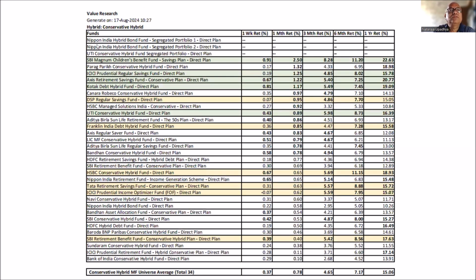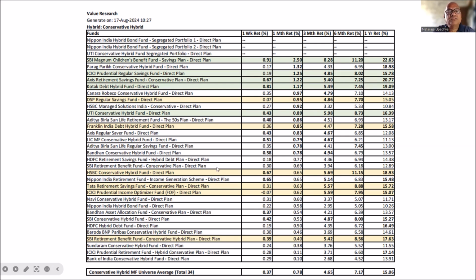Let's move on to the next one. Conservative hybrid funds give you an average 15.06% annual return for the current market conditions. The ones in green are SBI Magnum Children's Benefit Fund Savings Plan, which gave you 22.63, ICICI Prudential Regular Savings Plan 15.78, Axis Retirement Savings Plan Fund Conservative Plan 20.77, Kotak Debt Hybrid Fund 19.09, UTI Conservative Hybrid Fund 16.39.